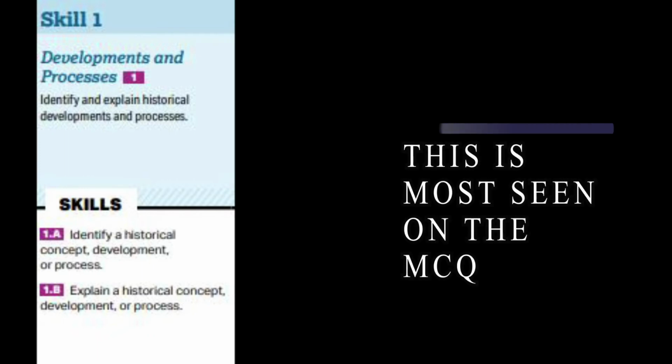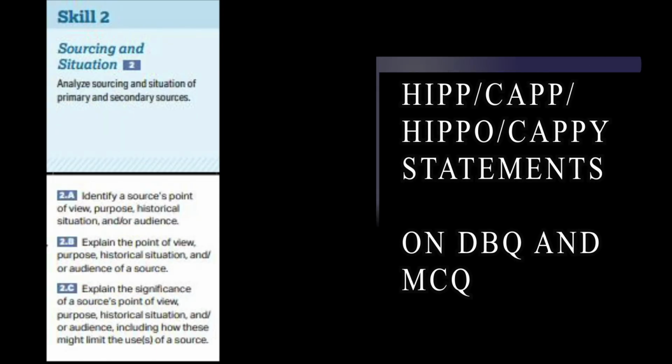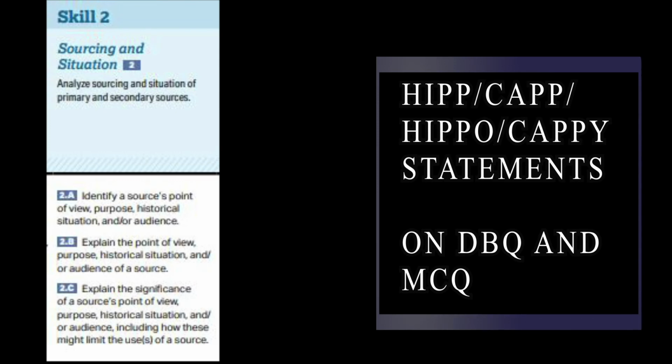Developments and processes is, in general, being able to explain a historical event. This mainly comes up in the multiple choice section, although you could say that it technically comes up everywhere because you do need to be able to explain a historical event in the course of writing an essay. Sourcing and situation refers to the ability to analyze primary and secondary source materials. This is the point of view, audience, context, purpose questions that so many students struggle with. This is essentially the meat of the DBQ, but some multiple choice questions will also ask sourcing related questions.